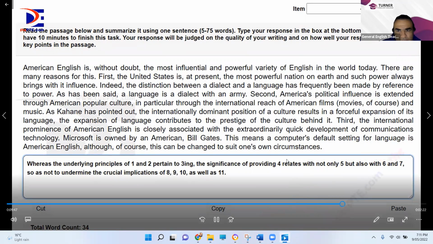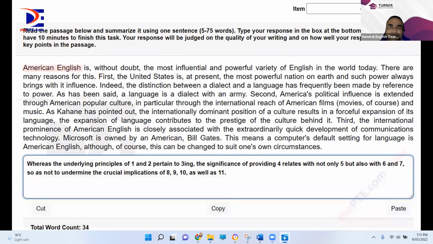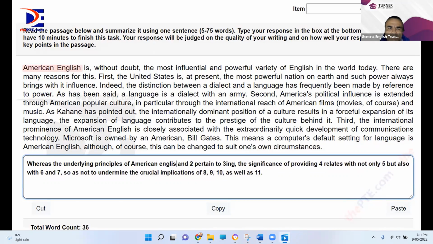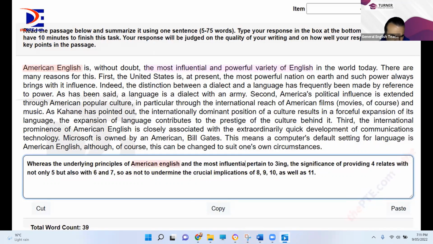The text was about three main reasons why American English has become the most influential variety of English in the world today. So we try to fill in the blanks with those content words that directly express these three reasons. So I use American English in blank number 1, and the most influential variety of English in blank number 2.